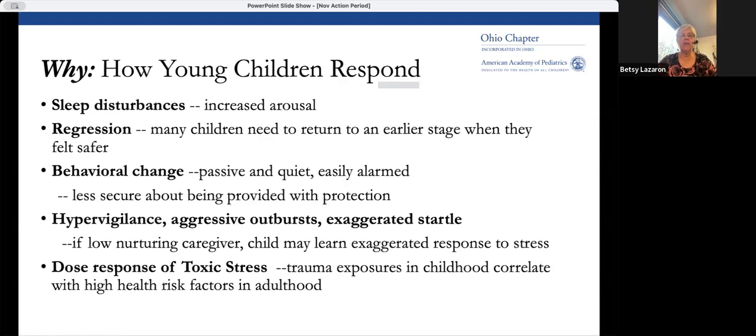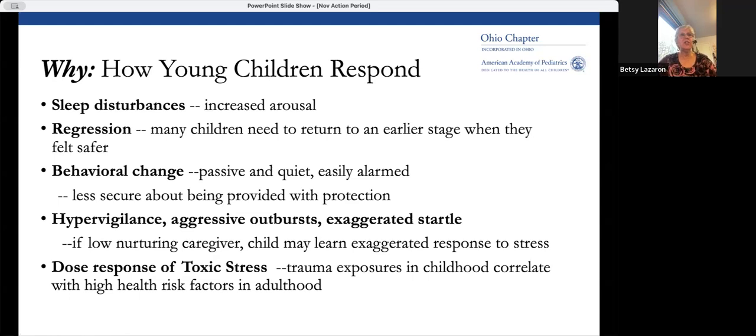Young children often respond with sleep disturbance. They have increased arousal because they're waiting to see what's going to happen. Is the monster going to pop out from under my crib? They regress. They often revert back to a younger developmental stage. Behaviorally, they may be more passive and quiet because being quiet doesn't get them negative attention, and they're less secure about being provided with protection. So they become hypervigilant and sometimes have aggressive outbursts or exaggerated startle responses.